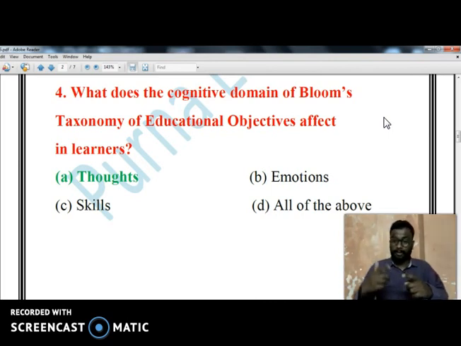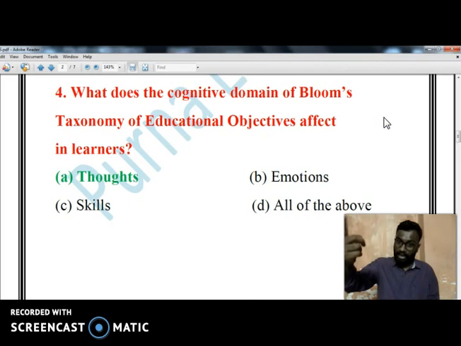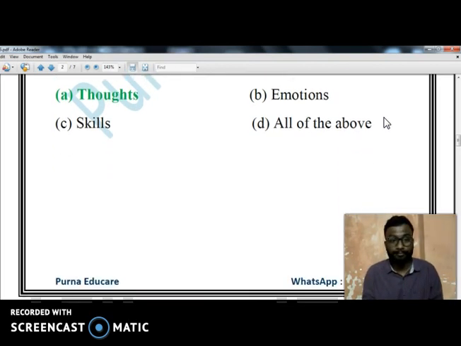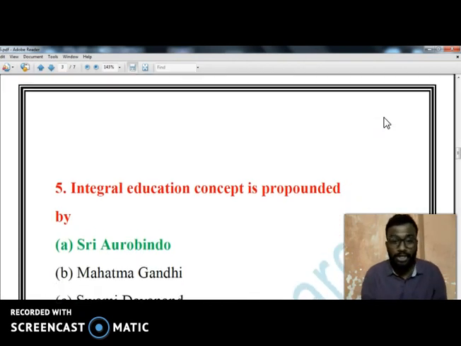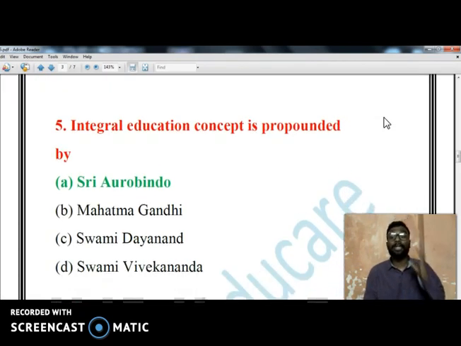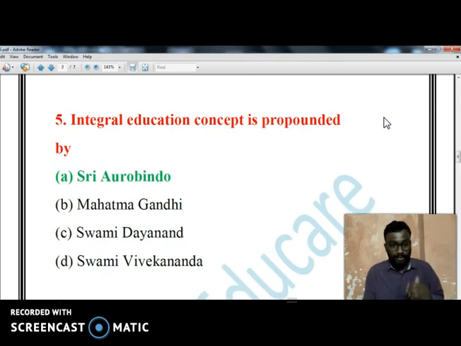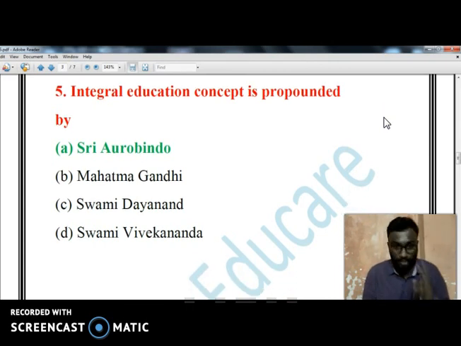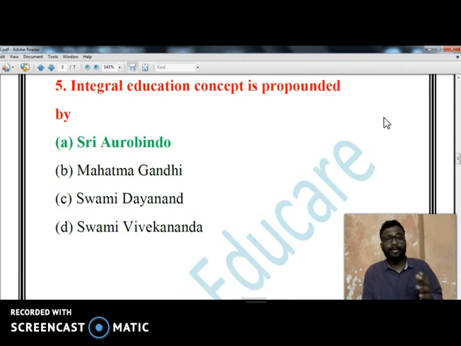Emotions, option B, are related to the affective domain. Option C, skills, is related to the psychomotor domain. So option A, thoughts, is related to the cognitive domain, so option A is the correct answer. The integral education concept is propounded by Sri Aurobindo, the ancient Indian who propagated and mainly promoted this concept. Do not forget. Option A, Aurobindo; option B, Mahatma Gandhi; option C, Swami Dayananda; option D, Swami Vivekananda. So option A, Sri Aurobindo, is the correct answer.